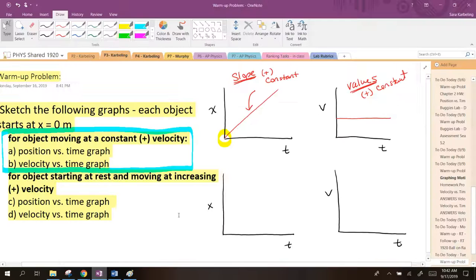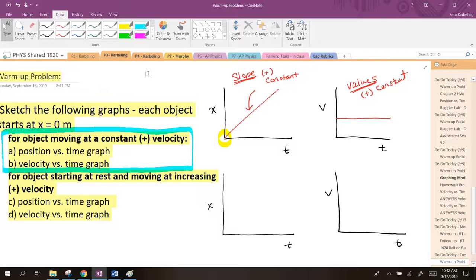And I love it because it leads us to some really good learning. Okay? So let's talk about the situation with an object starting at rest and moving at an increasing velocity. So I'm going to start with the velocity graph again because it seems like I can handle that. That is something that can be doable. Okay, so it starts at rest. So where does that mean that my velocity needs to be at time equals 0?